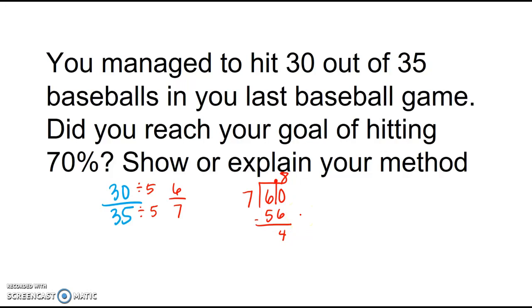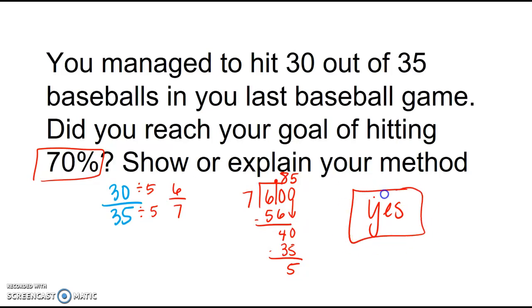Now I could continue my long division, but I know that my percentage is going to be 80 something. Well, I'm trying to get my goal of 70. This kind of already shows me that I've reached my goal, but I'm going to continue on at least one more decimal place so I can make sure. But 7 goes into 45 times, and that's 35, 5 left over. So again, this is going to be at least 85%, a little bit more than that. So yes, we did meet our goal.